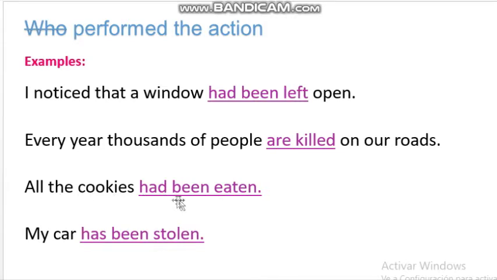All the cookies have been eaten. It doesn't say who was the person who ate all the cookies. It doesn't matter maybe. My car has been stolen. The car has been stolen, but it doesn't say who stole the car or who stole my car.